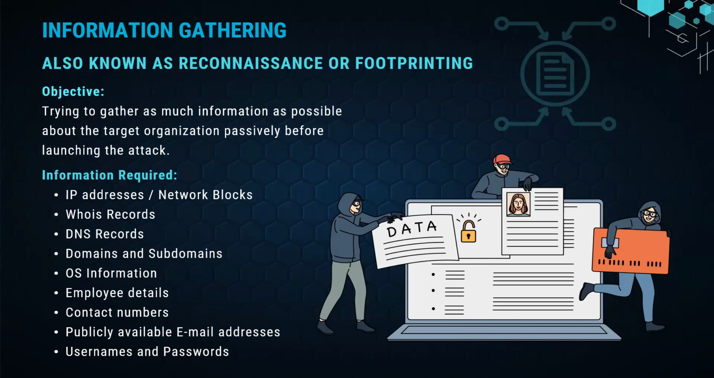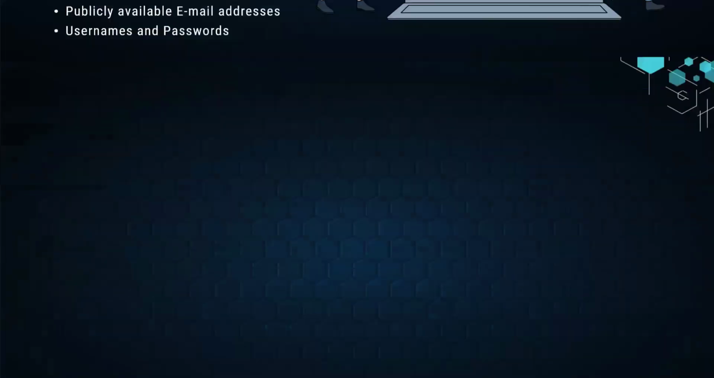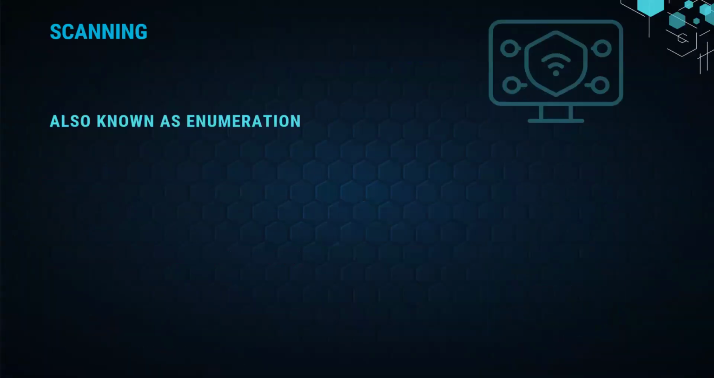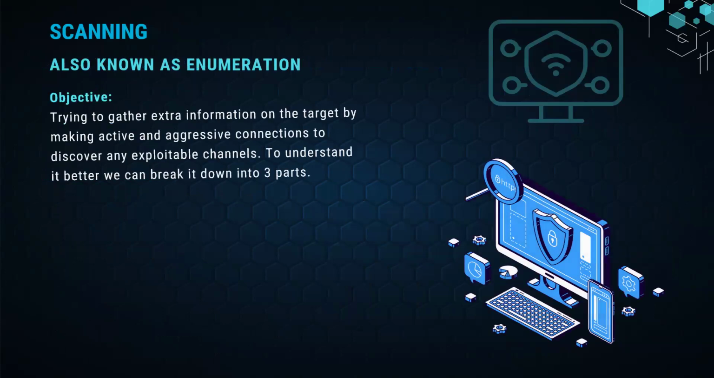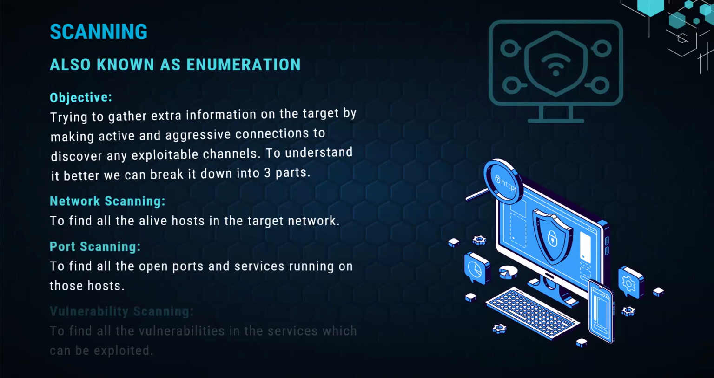So once all this data has been obtained, that data is utilized in the next phase, which is called scanning. So that's the upcoming phase. It is also commonly known as enumeration. And the objective here is to gather extra information on the target, but by making active and aggressive connections. So here you're not getting the data passively, you're trying to obtain it actively by making direct connections with the company. To understand what data we are getting here, we can divide scanning into 3 parts: network scanning, port scanning, and vulnerability scanning.